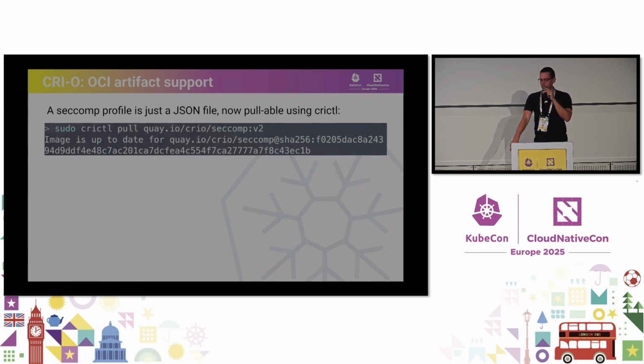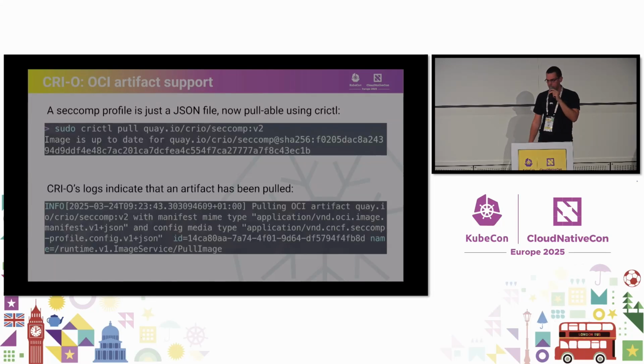You can now use crictl to, for example, pull a seccomp profile, which wasn't possible before. A seccomp profile is just a JSON blob in a single file, and crictl will tell you that the image is now up to date, but CRI-O will indicate that it's actually identified an artifact and pulled this artifact into the local storage by using its corresponding config media type and also manifest MIME type.